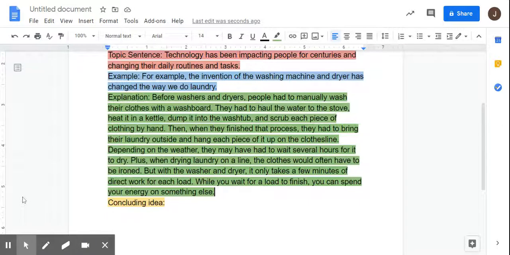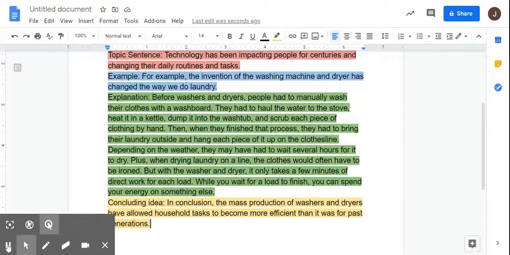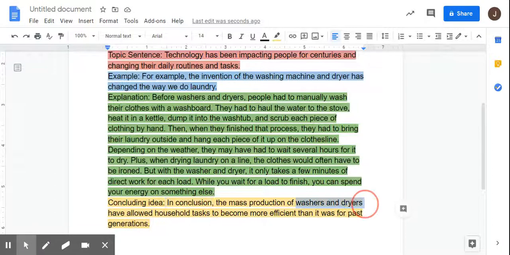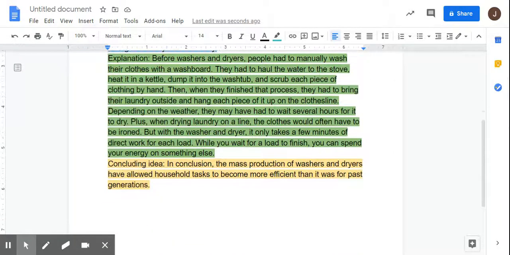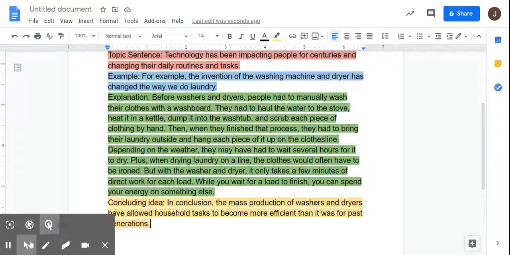Now, the last thing I have to do for this paragraph is write my concluding idea. So, in conclusion, the mass production of washers and dryers have allowed household tasks to become more efficient than it was for past generations. I used a transition phrase here, in conclusion, and then I tied my examples of washers and dryers back to the fact that it makes the task more efficient, which talks about how technology improved that generation in our thesis statement, which addresses our writing prompt.